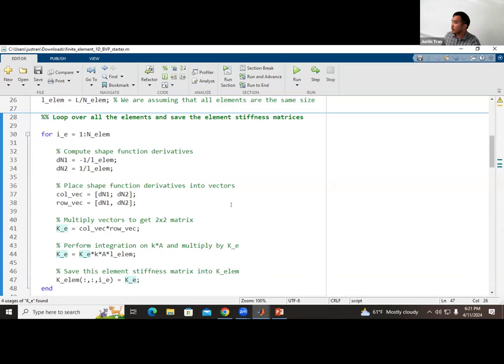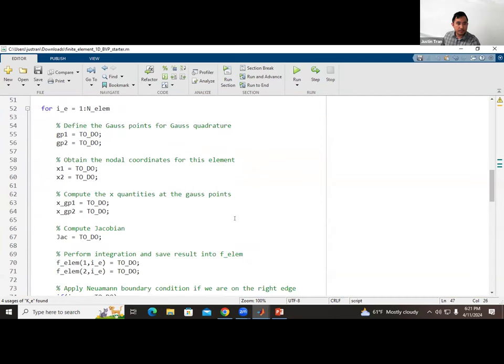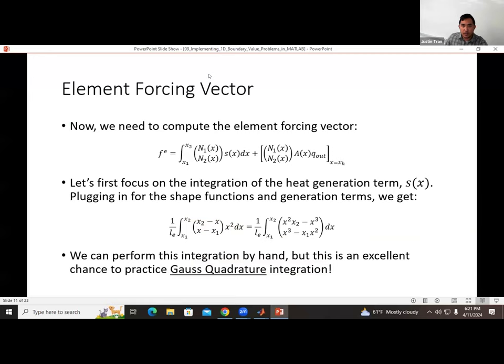Cool. All right. Next, we have the all new portion here, which is the element forcing vector. Our element forcing vector is this expression right here. It is the integral from x1 to x2 on the particular element, of the shape functions n1 and n2 multiplied by the thermal generation function, dx.